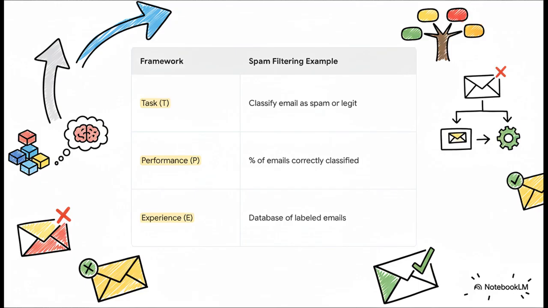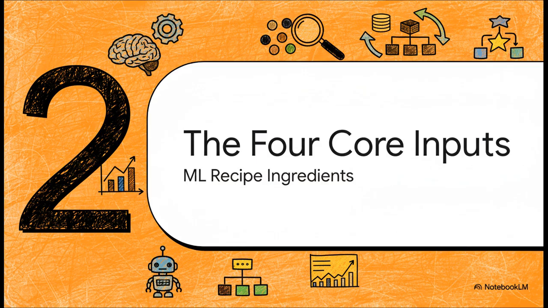And the experience? This is the most important part. That's the giant database of emails that real people have already marked as spam or not spam. The more of these examples it sees, the smarter it gets and the better it performs. It's that simple.